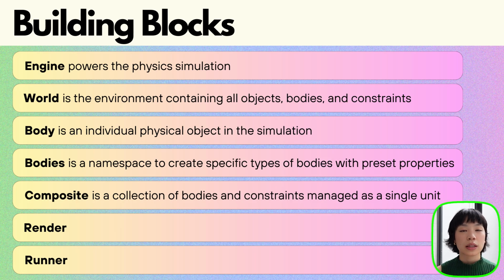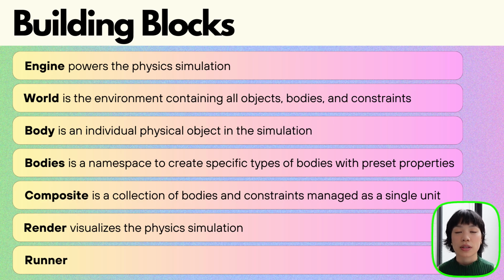All right, let's go to the last two components, render and runner. Render is a module inside matter.js that is responsible for visualizing the physics simulation. And I'm going to show you how to use this built-in render, but ultimately we're going to be using p5.js to actually visualize things on the screen.